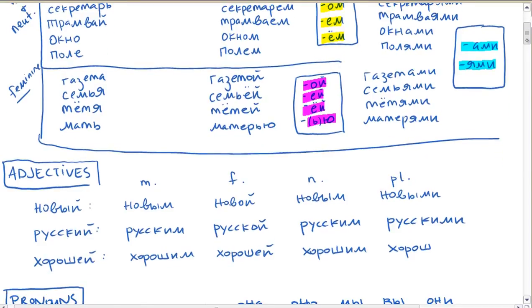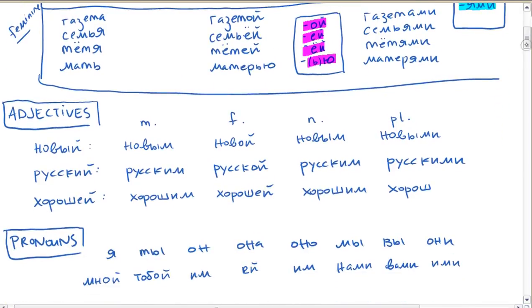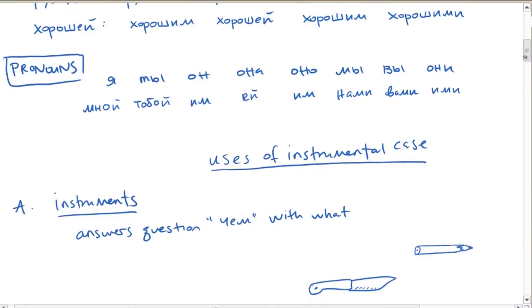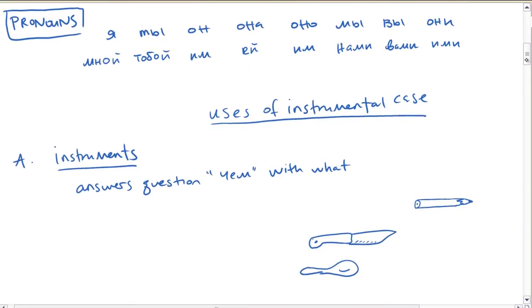So our adjectives and our pronouns are pretty much as we would expect them to be. You don't have to worry about animate or inanimate or anything like that. Just pay attention to your soft endings. Okay, so let's talk about the uses of the instrumental case.